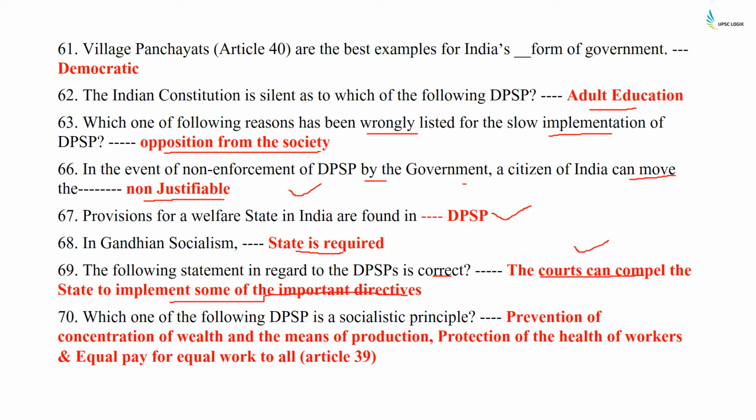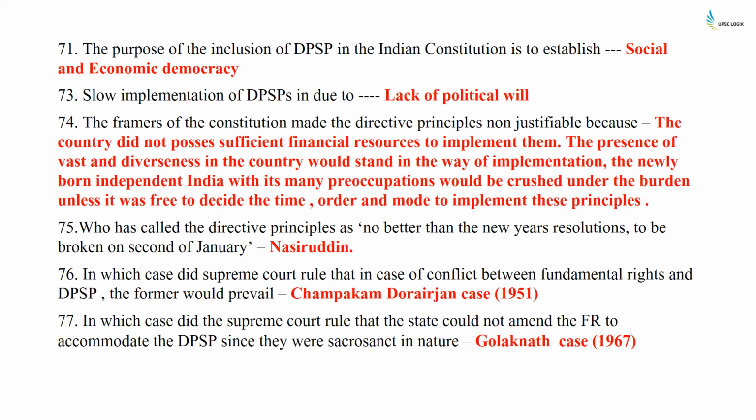Which one of the following DPSP is a socialistic principle? Prevention of concentration of wealth and the means of production, protection of health of workers, and equal pay for equal work to all, that is Article 39. The purpose of the inclusion of directive principles in the Indian Constitution is to establish a social and economic democracy. Slow implementation of directive principles is due to lack of political will.